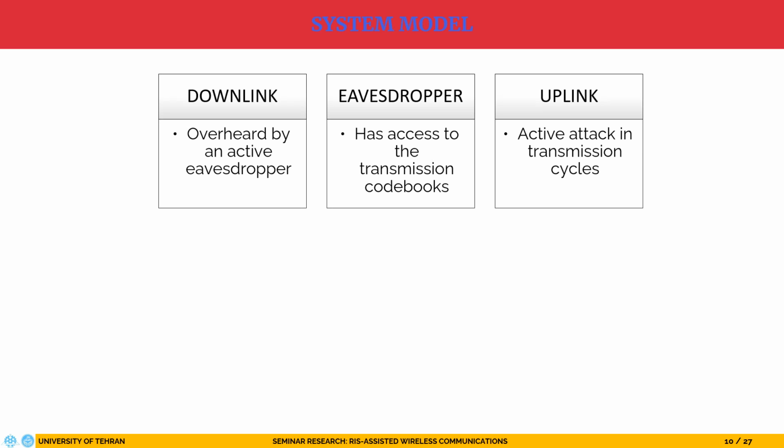System model here. In downlink, the signal overheard by an active eavesdropper has access to the transmission codebooks and the pilot signals. It is public. And in uplink, there is an active attack in transmission cycles, an active attack by the active eavesdropper on the base station to contaminate the CSI and channel estimation, and consequently the base station also sends the signal to the active eavesdropper.